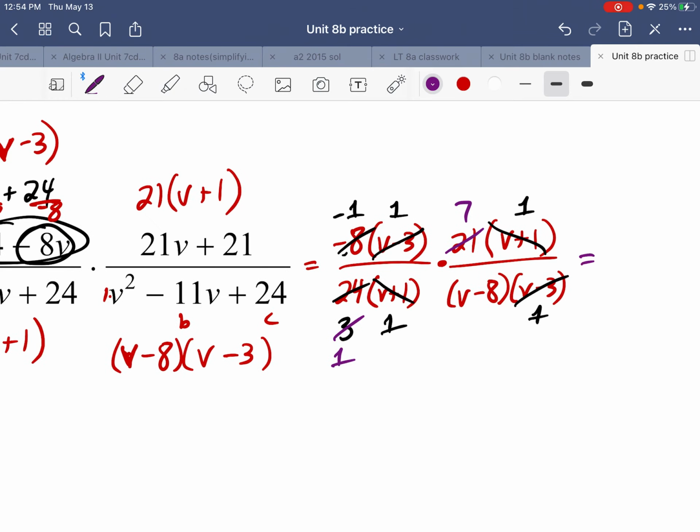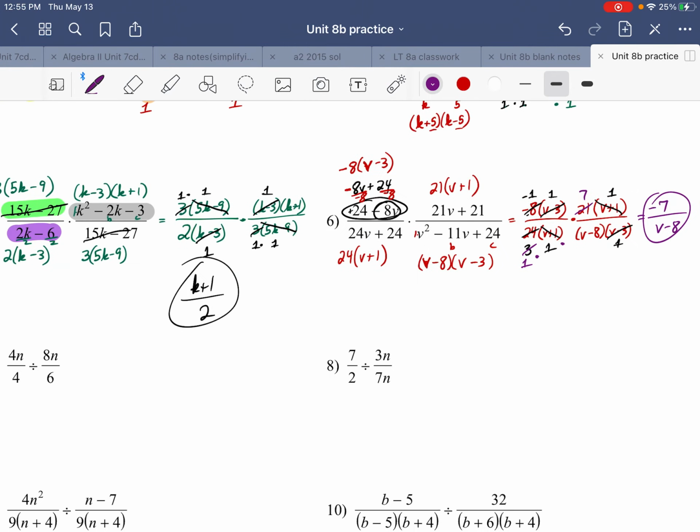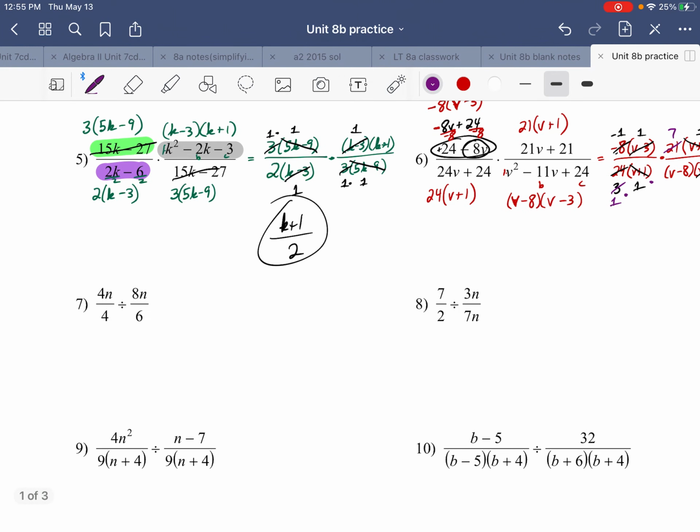That is it. Let's rewrite what we got. Negative 1 times 1 times 7 times 1 is negative 7. Denominator, we have 1 times v minus 8 times 1, which is v minus 8. There's your final answer. And that is it for multiplication, and then we'll do division.